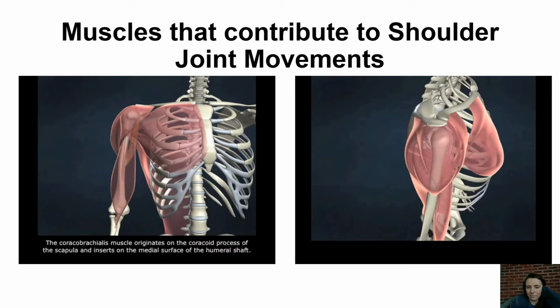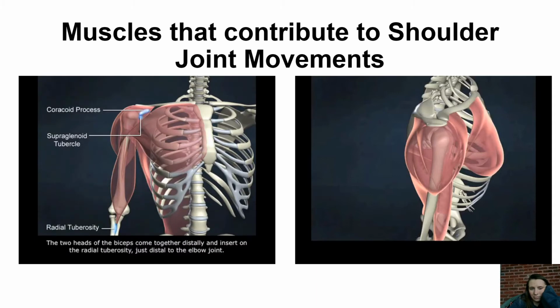The coracobrachialis muscle originates on the coracoid process of the scapula and inserts on the medial surface of the humeral shaft. The biceps brachii muscle has 2 parts, a long head and a short head. The short head originates on the coracoid process of the scapula, while the long head originates on the supraglenoid tubercle of the glenoid cavity. The 2 heads of the biceps come together distally and insert on the radial tuberosity, just distal to the elbow joint.